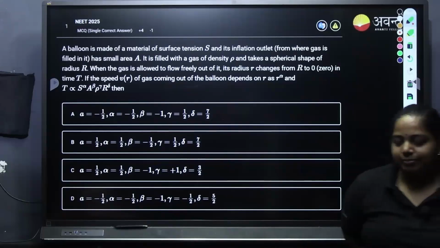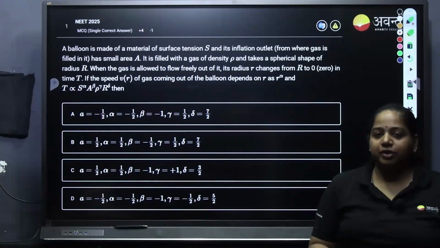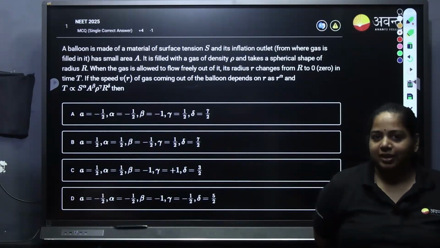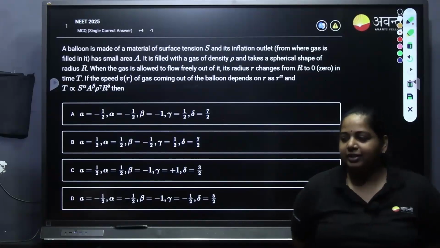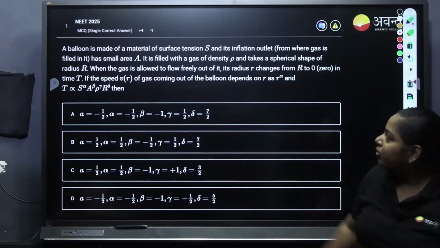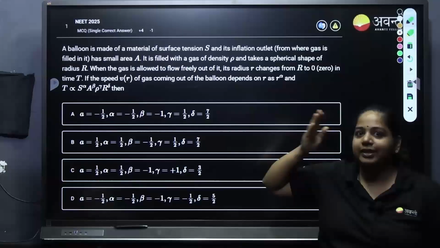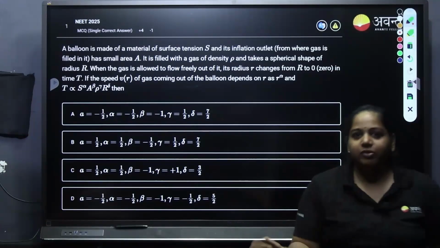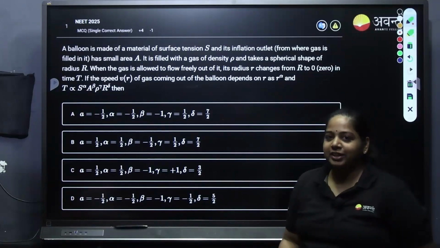Tell me something honestly. Before this class, if you are attending an exam and you see this question, will you attend it or not? If I was in your place and I am reading this question, I will not attend it because it is too complicated from the starting. See, a balloon is made of material with surface tension. From that word only it will go, surface tension. No, I am not attending.